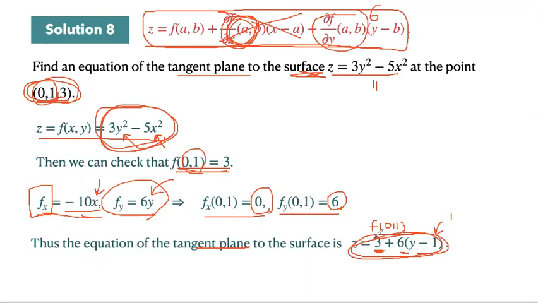Maybe in your homework 2, there are two or three problems regarding this tangent plane. So you can solve those problems with this method by using this formula.